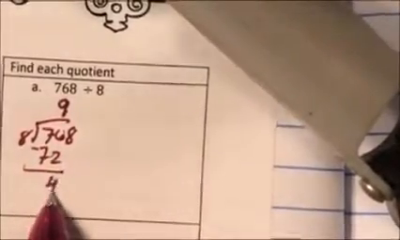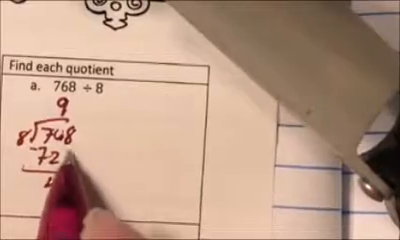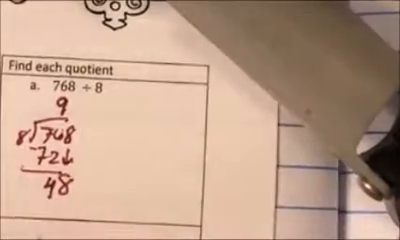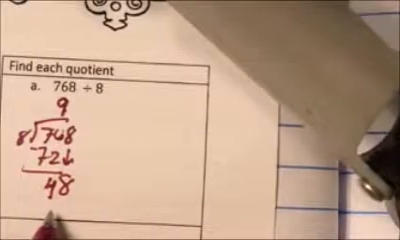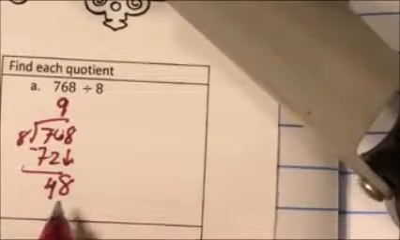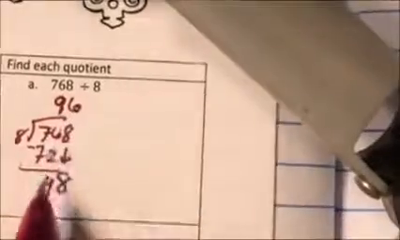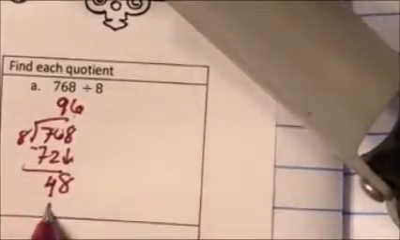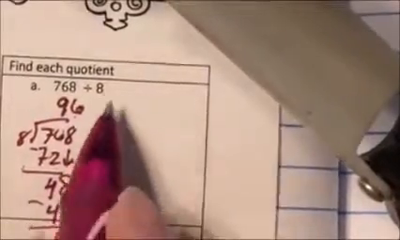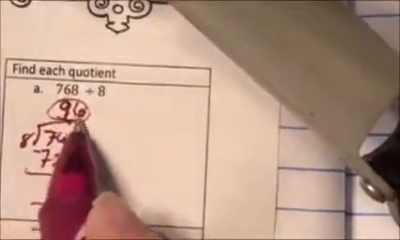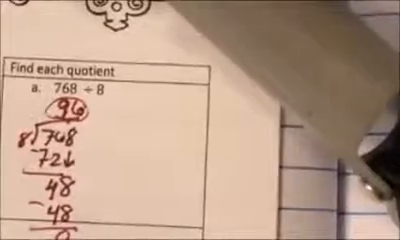6 minus 2 is 4. 7 minus 7 is 0. I bring down my 8. Then I ask myself, can 8 go into 48? Yes. 8 can go into 48 6 times. 8 times 6 is 48, and I subtract. So my answer is 96.